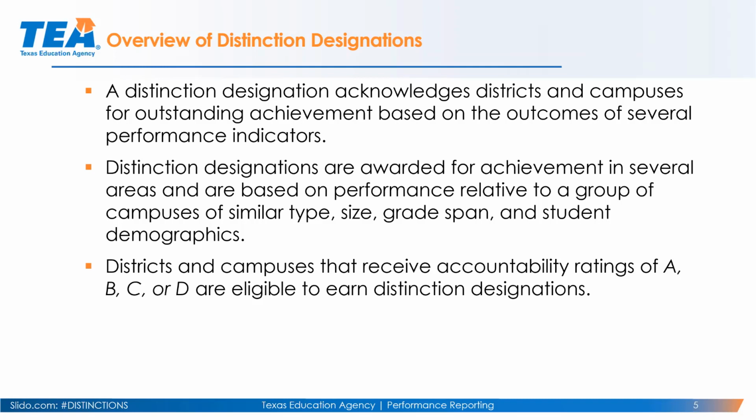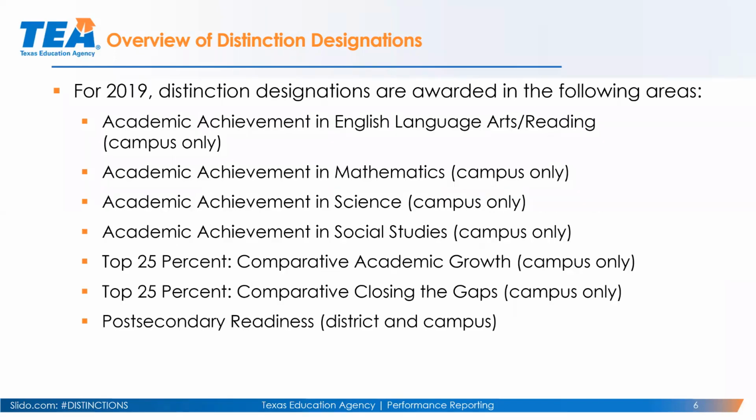Districts and campuses that receive accountability ratings of A, B, C, or D are eligible to earn distinction designations. For 2019, distinction designations are awarded in one of the following areas: academic achievement in English language arts reading, academic achievement in mathematics, academic achievement in science, academic achievement in social studies, top 25% comparative academic growth, top 25% comparative closing the gaps, and post-secondary readiness district and campus. This is awarded for districts in addition to campuses.